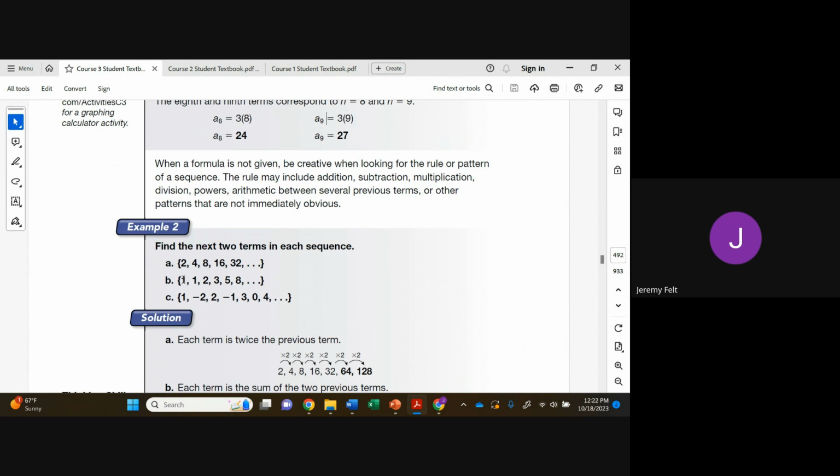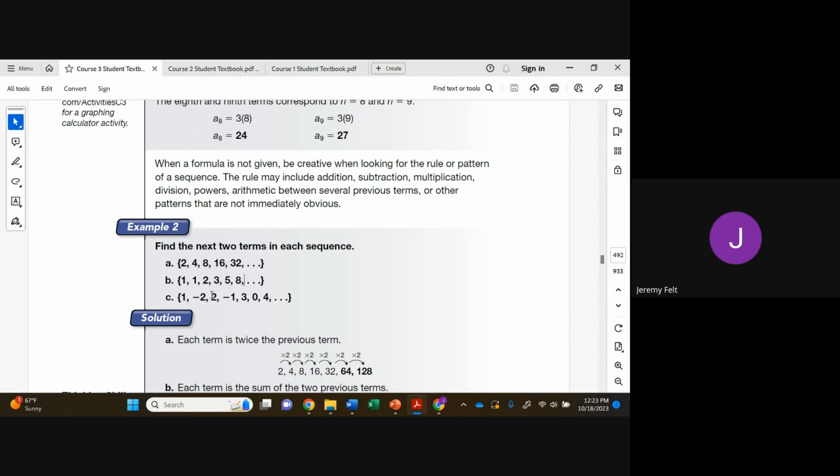So we're doing maybe 1, plus 1 equals 2, 2 plus 3 equals 5, 3 plus 5 equals 8. So we're doing the previous two terms added together to give us our next term.